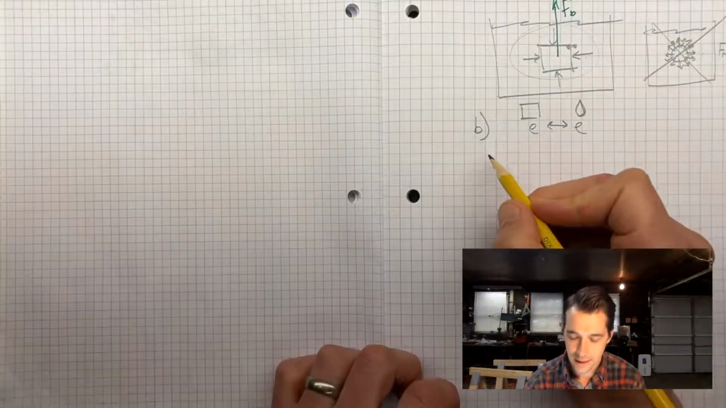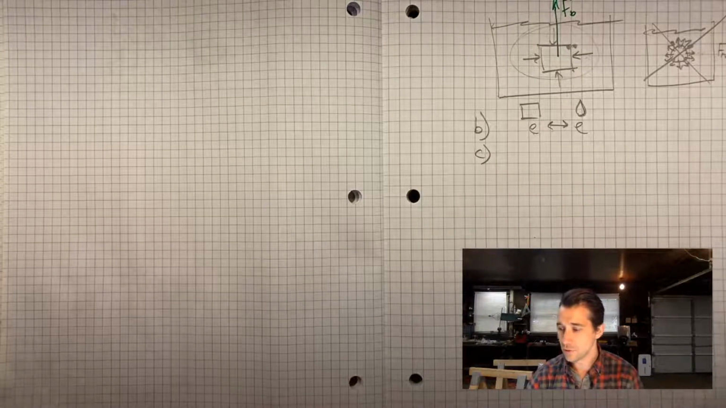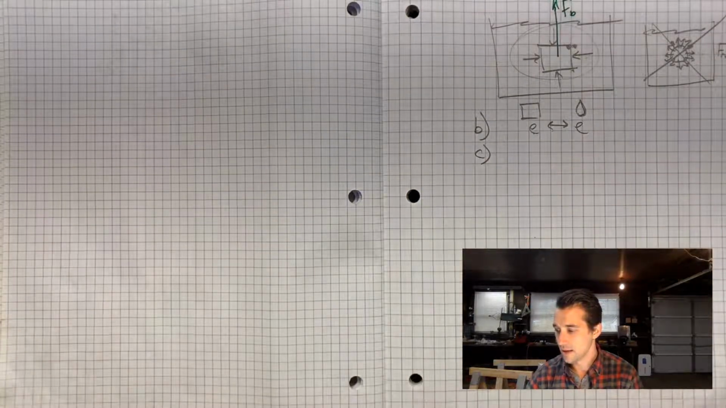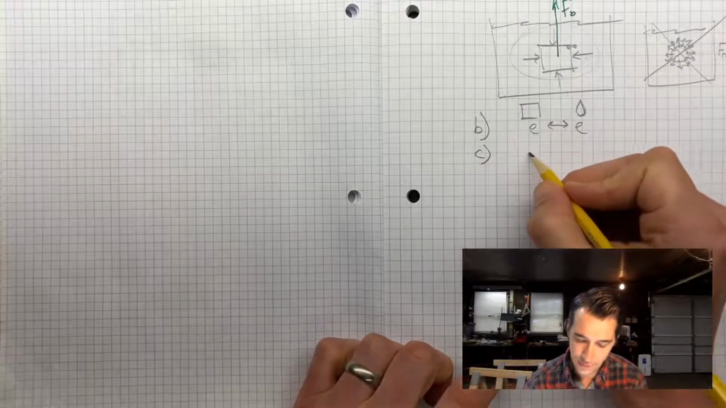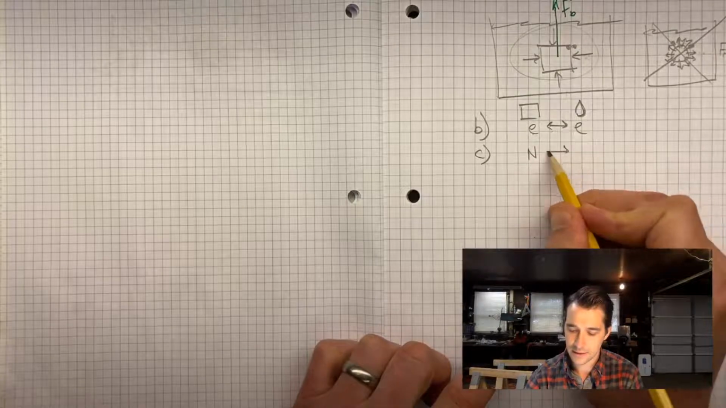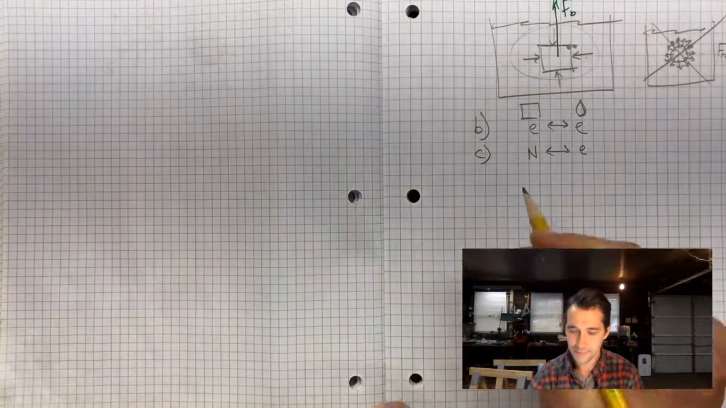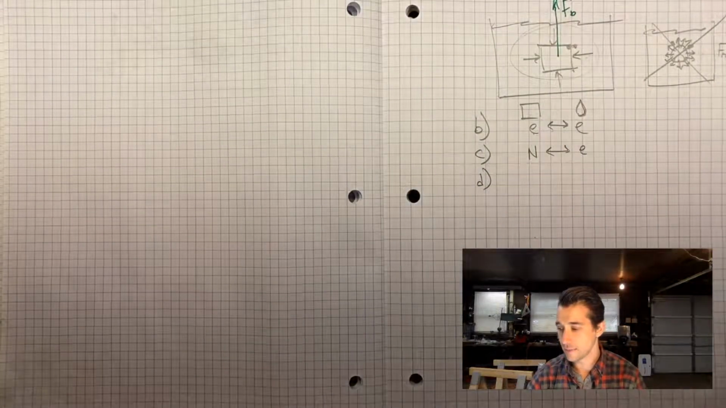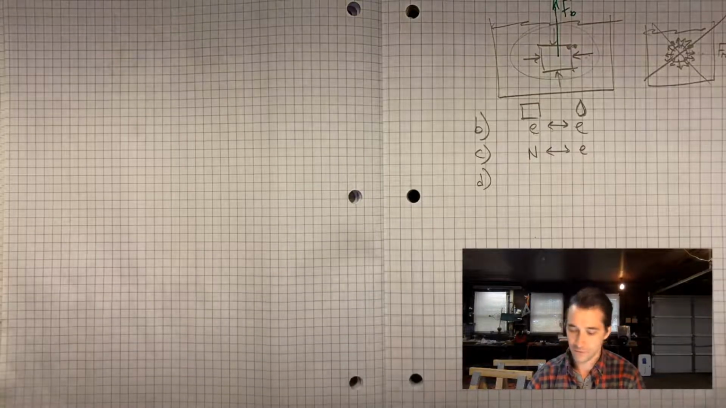Choice C is electrostatic force between the nuclei in the molecules of the block and the electrons in the molecules of the fluid. So in this case, we're saying nuclei, I'm going to put N for nuclei, and electrons in the fluid. And D, electrostatic force between the nuclei in the molecules of the block and the nuclei in the molecules of the fluid.